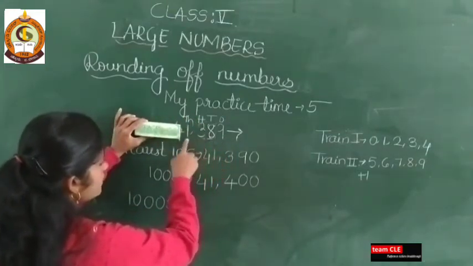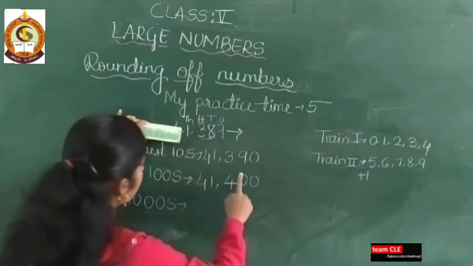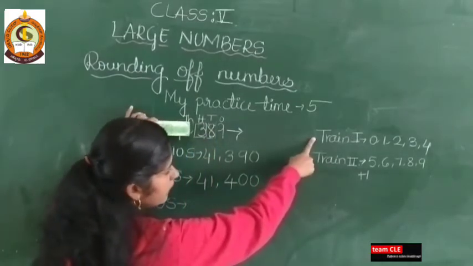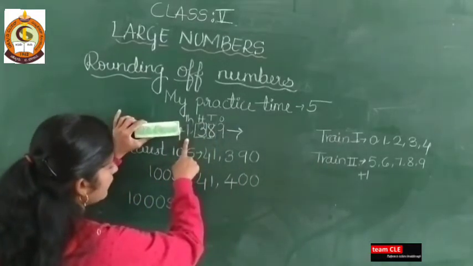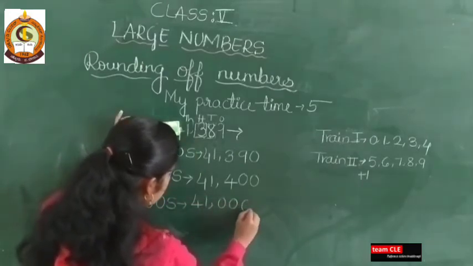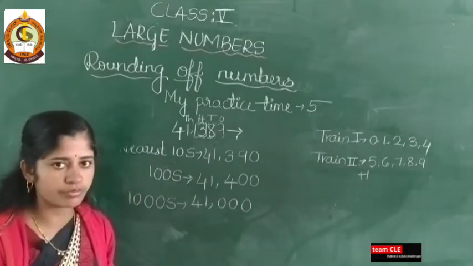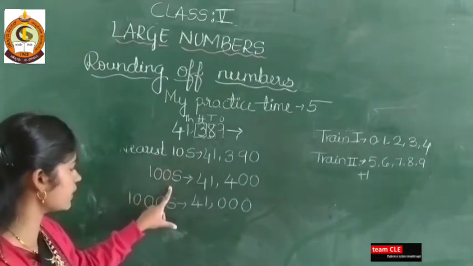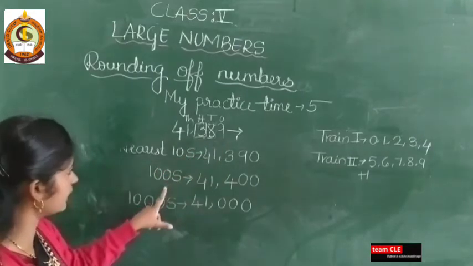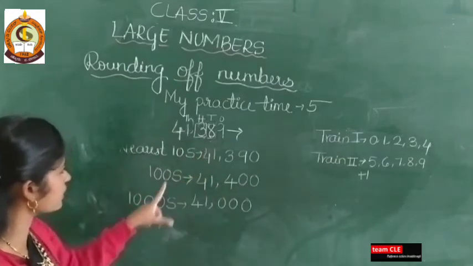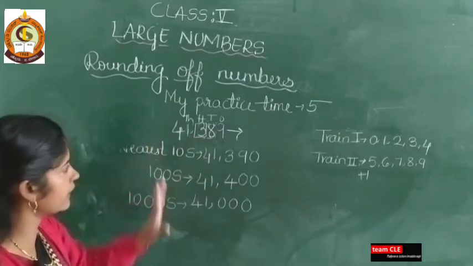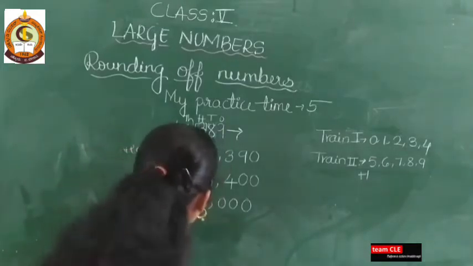Okay, here thousands is there. Ones, tens, hundreds, thousands. Sorry, here you have to see the hundreds place. So 3 comes in train number 1. Then there is no need to add 1 here. You write as it is, 4, 1, and the remaining digits become 0. So this way you have to round off numbers to the nearest tens, hundreds, thousands. Tens means you see the ones place, hundreds means you see the tens place, thousands means you see the hundreds place. Okay, clear?